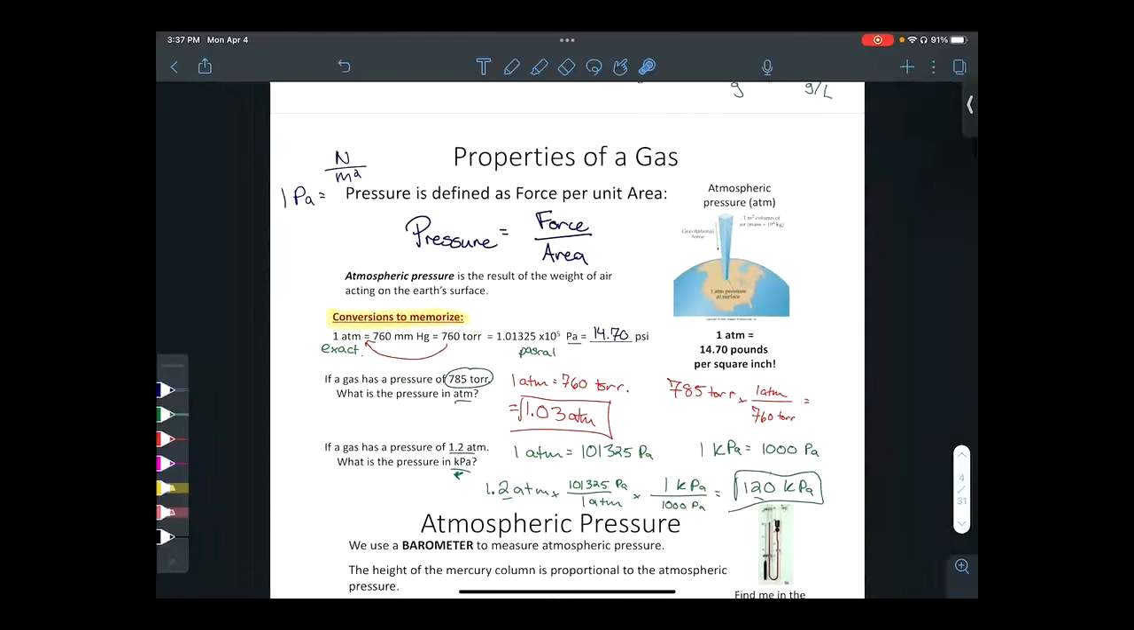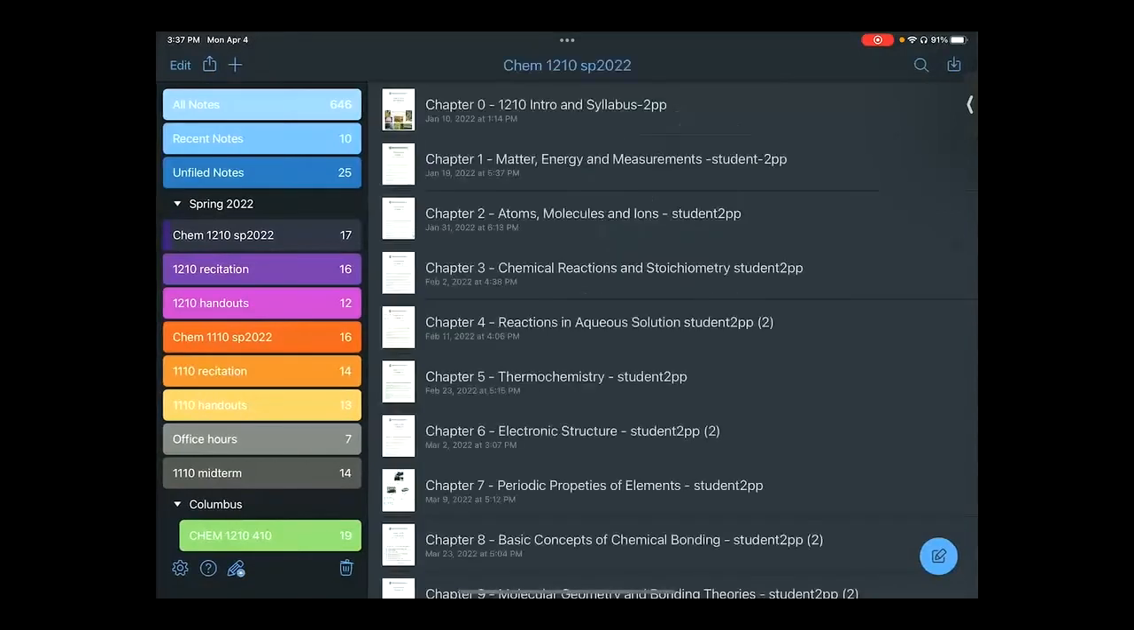So, force per area. If you get anything from that, pressure is force per area. All right, let's go to recitation 9.